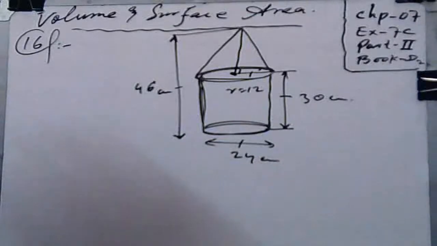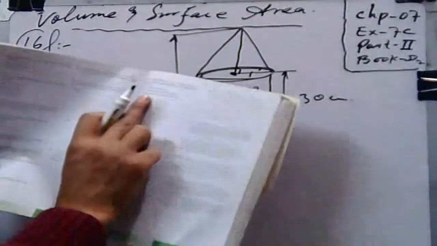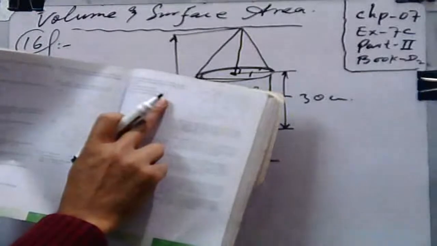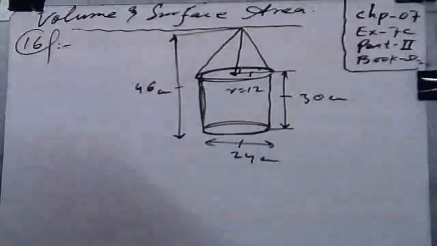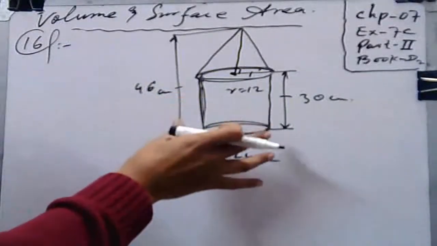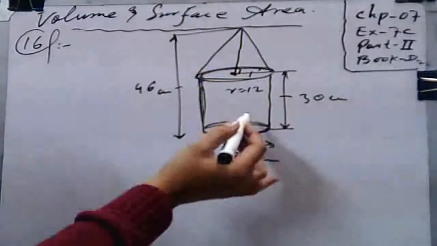In the given figure, one shape is a cone and the second is a cylinder. First we find the volume of the cylinder, then the volume of the cone, and simply add, so we get the total volume of the given solid. This figure has two shapes. So start calculating, beginning with the volume of the cone.